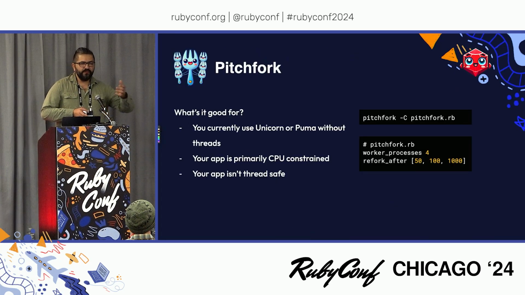So we kind of understand what processes are good for in terms of parallelization and a certain amount of concurrency. What is Pitchfork good for? If you're currently a Unicorn user as your server, or if you're using Puma without threads, Pitchfork might be a good option for you. If your web requests are primarily CPU constrained, Pitchfork also might be a good option. Or if you just aren't sure if your code is thread safe, you might want to utilize Pitchfork.